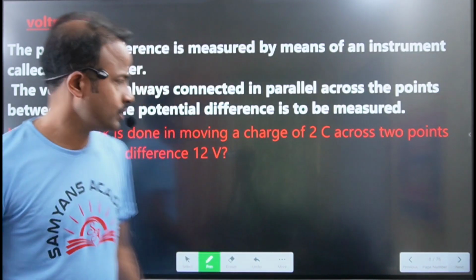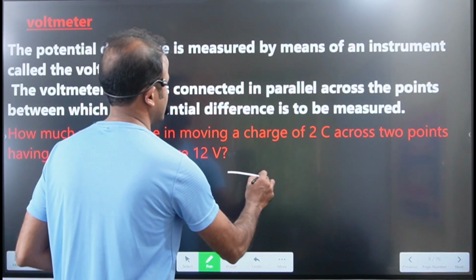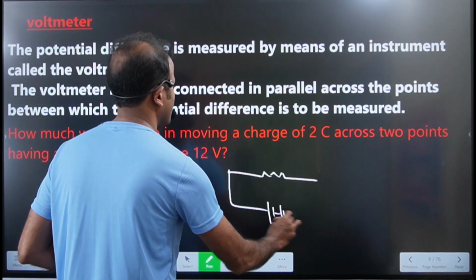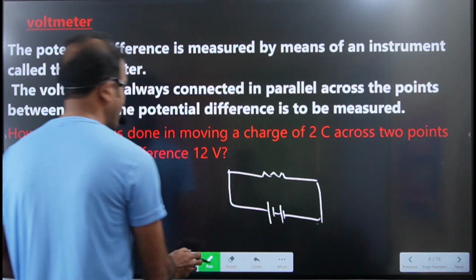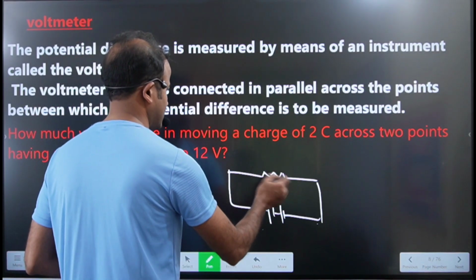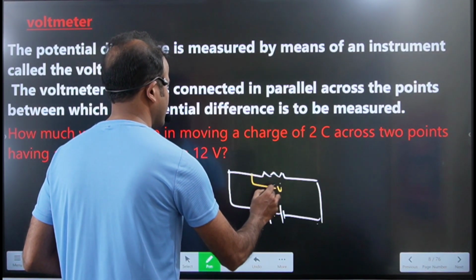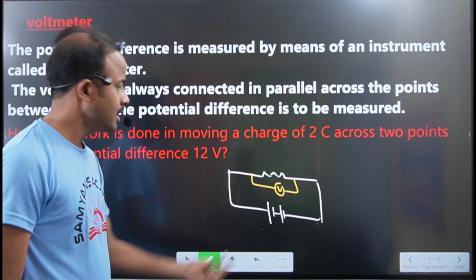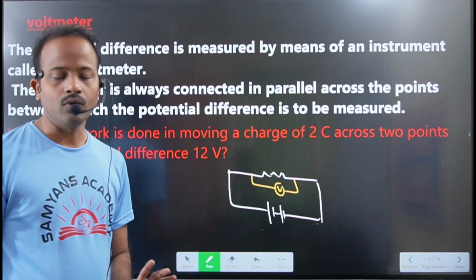For example, you take one circuit. Suppose here one resistor is there. Okay, so here one cell is there. Then we have to measure the voltage through this resistance. So you have to connect the voltmeter in this way. This is parallel to that resistor. In this way you have to connect the voltmeter.